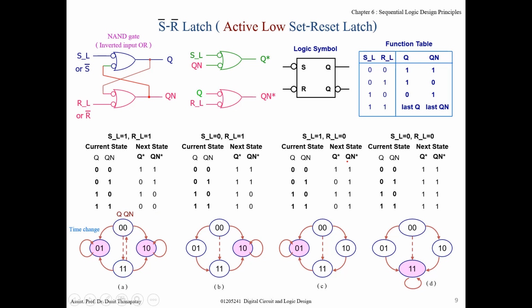Okay. And if both are active, 0, 0, the output in this case, because output is active high, becomes 1, 1. Okay, that's all. Okay, that's all for today.